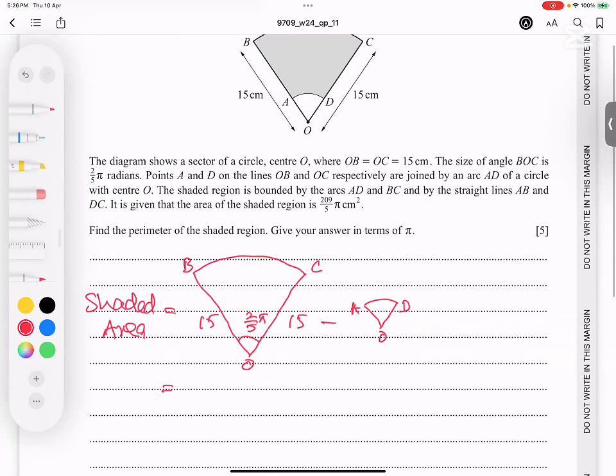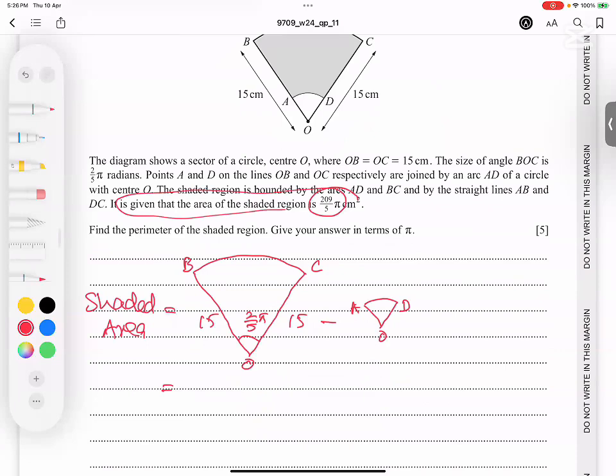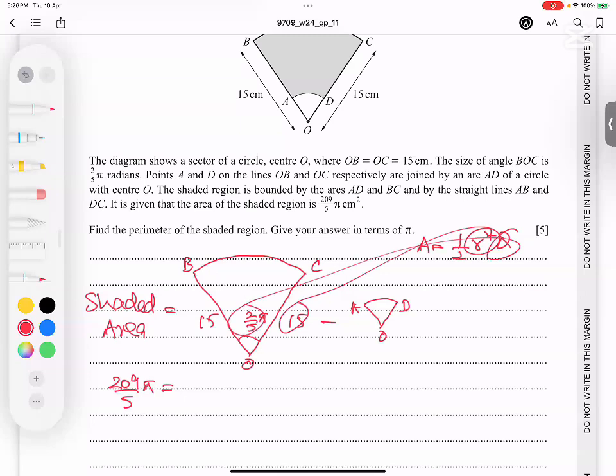So what is the shaded area given? Given by him, the shaded area is this one, 209 over 5 pi. And what is the area of a sector formula? Half R square theta. So the radius is 15, theta is this one. So half R square theta.